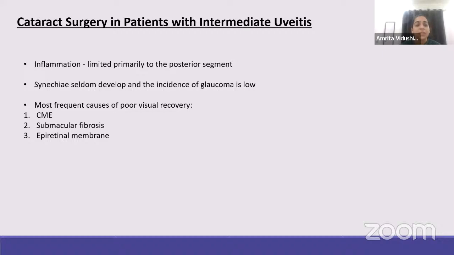Yes, sir. So this is a particular case in which we're looking at intermediate uveitis. The inflammation is primarily limited to the posterior segment. So the synechiae seldom develop and the incidence of glaucoma remains low in such cases. But still, the most common cause of poor visual acuity in these cases post-operatively is CME, submacular fibrosis, and epiretinal membrane formation.